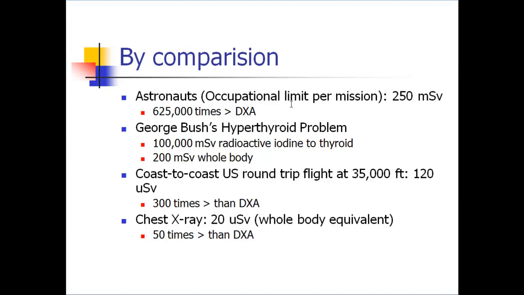So by comparison, and to help put things into perspective a little bit, astronauts, their occupational limit per mission is 250 millisieverts. Okay, that's 625,000 times greater than what they would receive if they were being scanned on our DXA. A coast-to-coast U.S. round flight trip at 35,000 feet exposes everyone on the plane to about 120 microsieverts. So that's 300 times greater than what they would receive if they were having a DXA scan. So everybody flies all the time, so they're always exposing themselves to much greater levels of radiation than anything that they're receiving from a DXA scan.